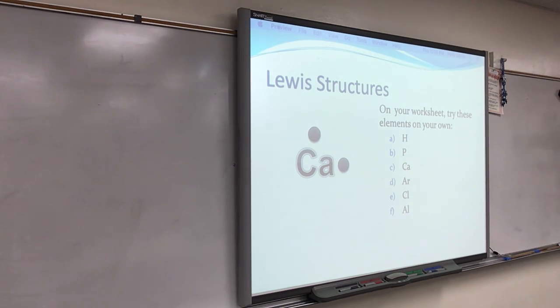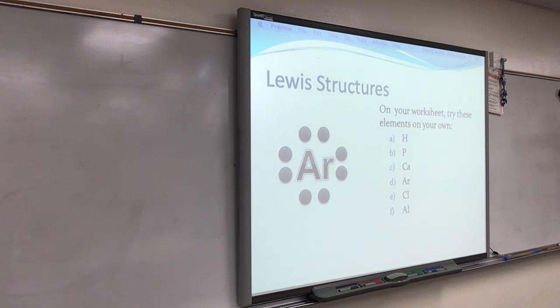How many valence electrons? 8. So let's start. 1, 2, 3, 4, 5, 6, 7, 8. Perfect octet. So that's why the noble gases, they tend not to join with anyone because they're complete, they're full.